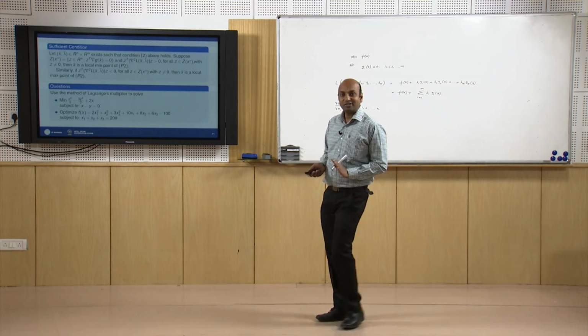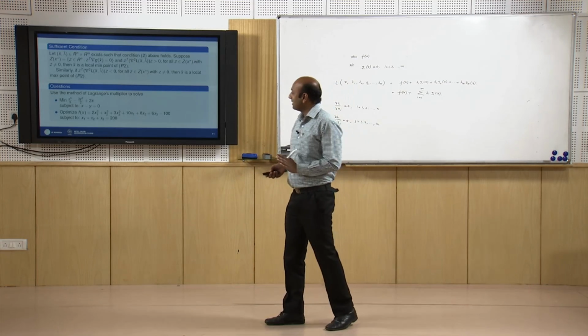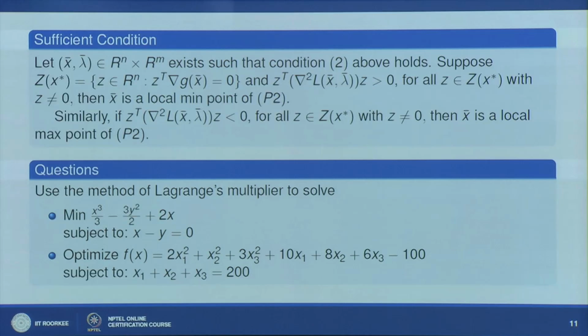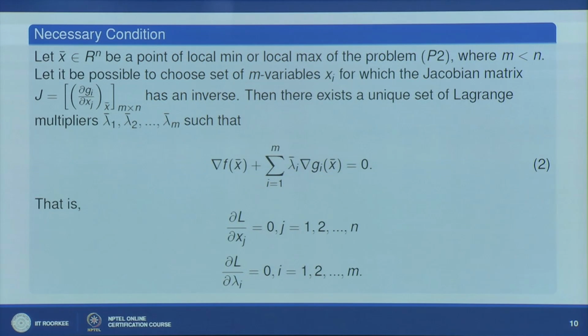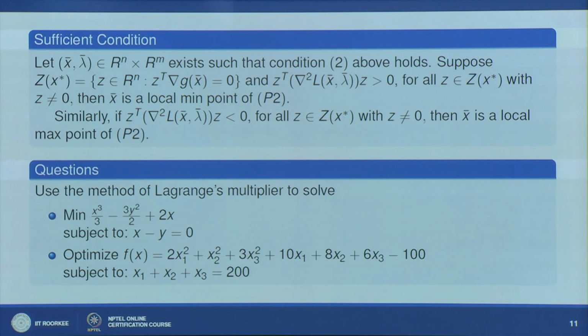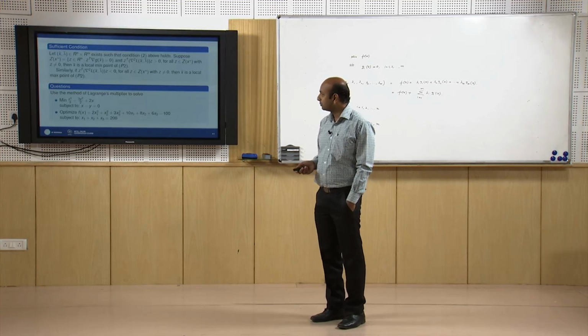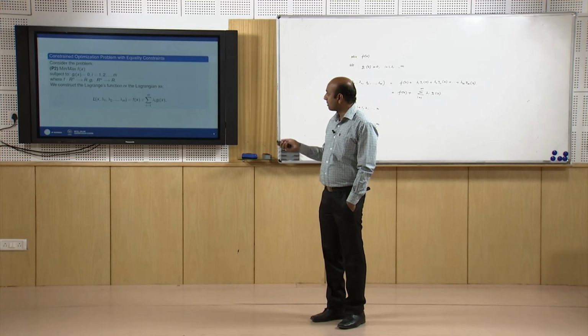Now, what is a sufficient condition? Let x bar, lambda bar which belongs to Rn cross Rm exist such that the condition 2 above holds. Suppose Zx star consists of all z belongs to Rn such that Z transpose gradient of g at x bar is equal to 0 and Z transpose of Hessian matrix of L with Z greater than 0 for all z belongs to Zx star with z not equal to 0, then x star is a point of local minimum of the problem P2. P2 is this problem.